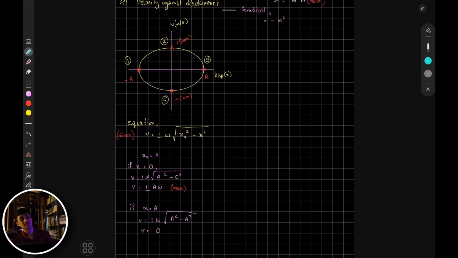You can get the answer for velocity or displacement if the velocity is given. So you need to understand how to use this equation.